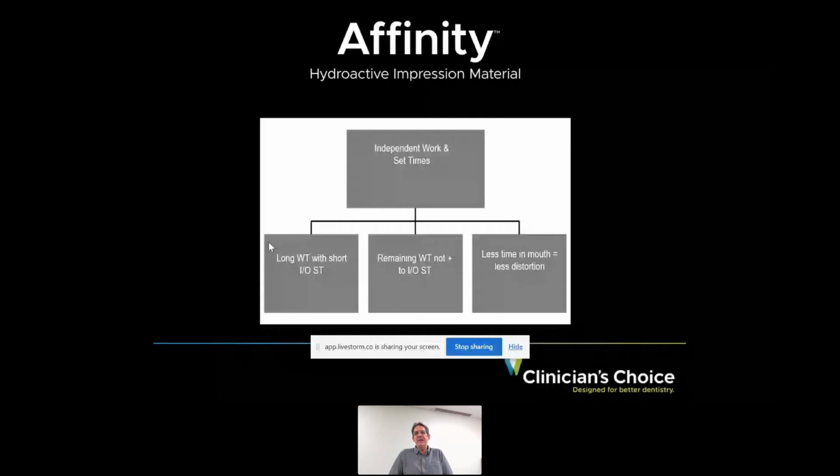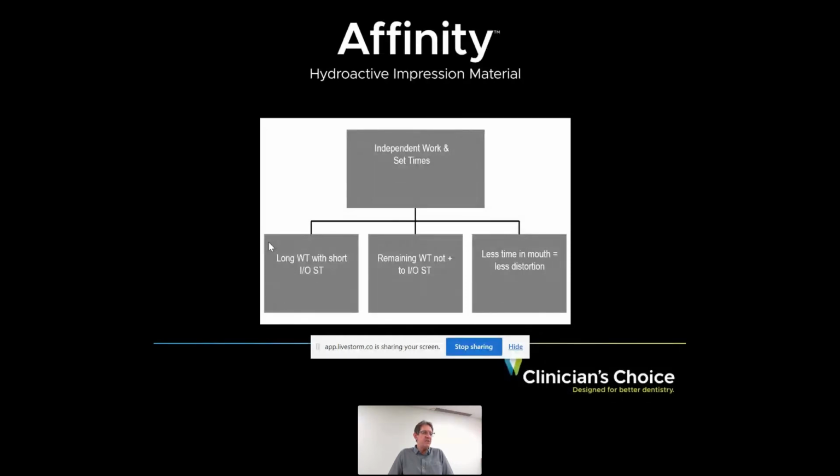And then our working times are independent from our set times. What I mean by that is with our regular set material, we've got a 1:45 working time with a 2:30 set time. However, if you were ready to place that impression material in the mouth after, say, 1 minute, you would not have to wait for that additional 45 seconds of unused working time to expire before the material starts to set. As soon as you seat the impression in the mouth, the material is heat activated, and you would set your timer for 2 minutes and 30 seconds.